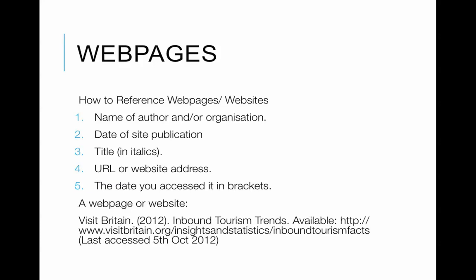So you put the name of the author or the organisation. In this case it's an organisation. Visit Britain is the name of the company. You'd put them first. In brackets you would then put the date of the site publication, so the date that the article was written. Your title would then follow if there was a title for the particular article you were looking at. And then really importantly, the URL or the website address.